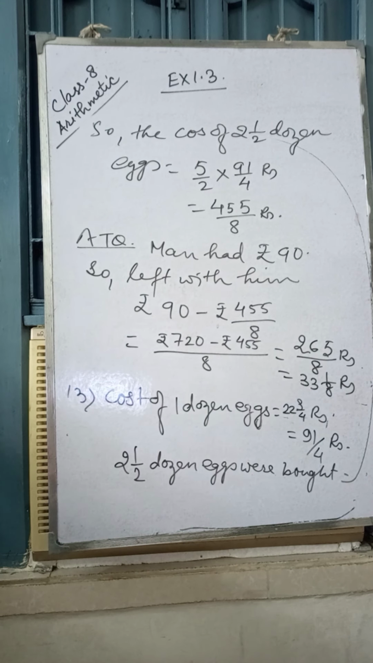And the last question, Mr. Khosla purchased 2.5 kg mangoes at a rate of rupees 23 by 4 per kg and 1 whole 3 by 4 kg of grapes at a rate of 15 whole 1 by 2 per kg. How much money did he spend? So now you have to get the cost of mangoes as well as the grapes, and then you have to add. So question number 11 and 14 is homework.